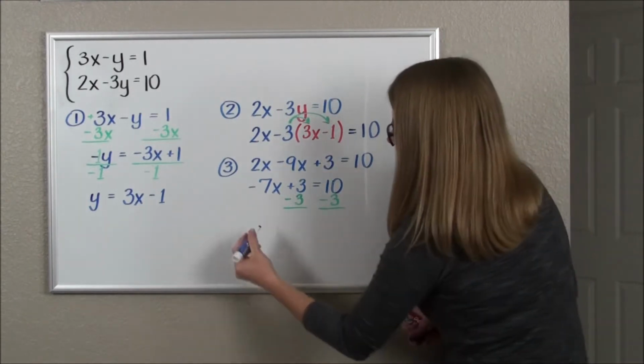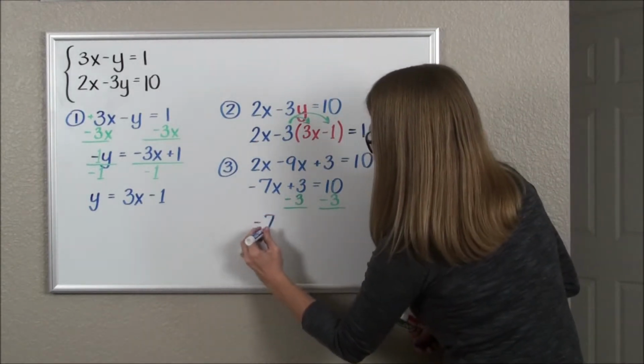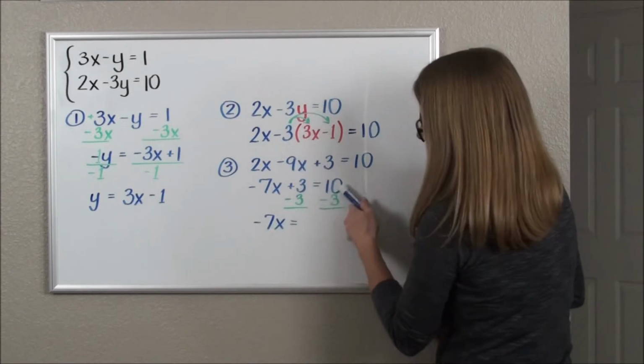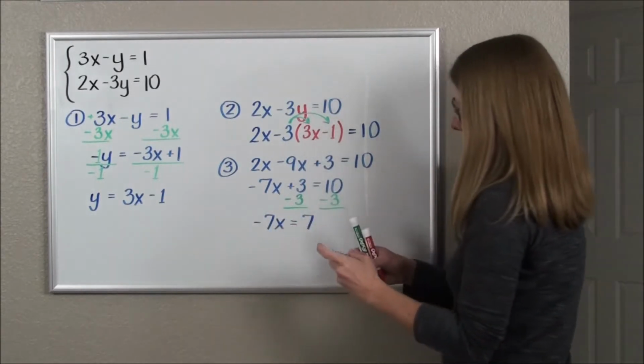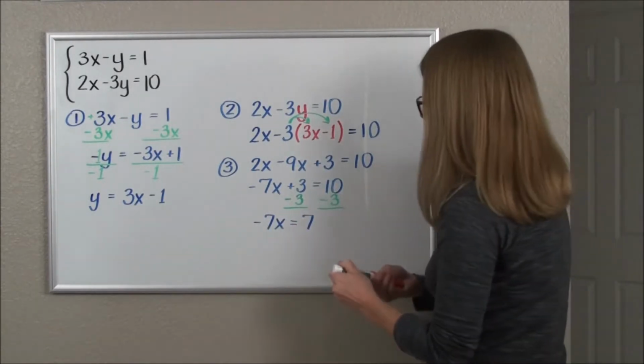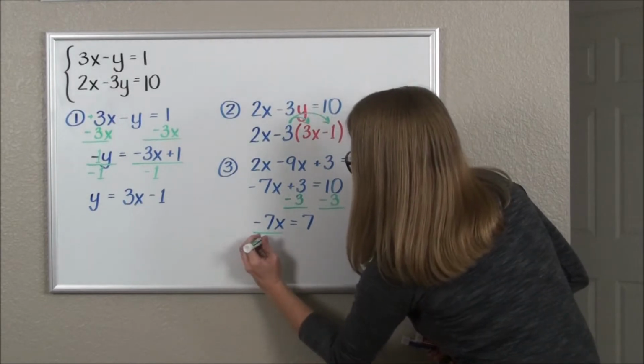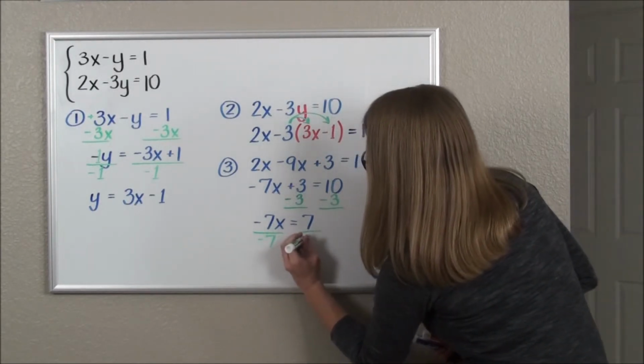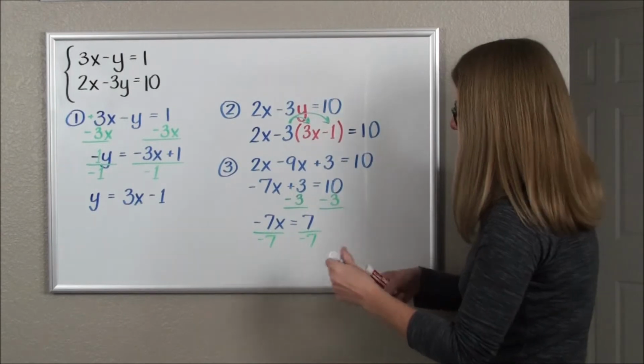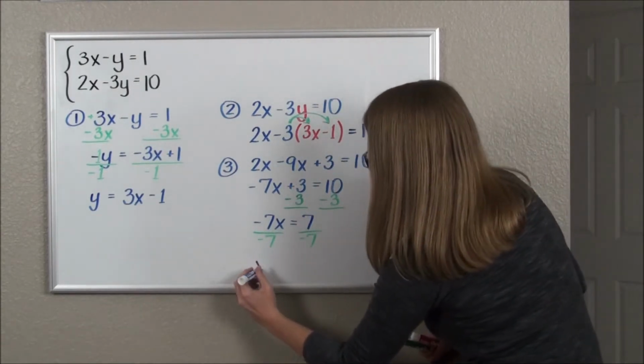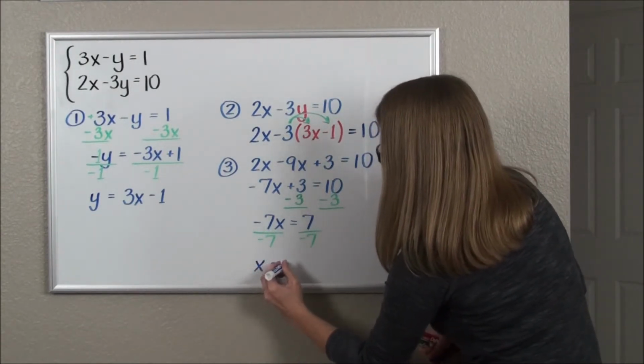And now I have -7x equals 10 minus 3, which is 7. And then my last step of isolation, I want to divide by the coefficient -7. Luckily, this is not a fraction. I get x equals 7 divided by -7, which is -1.